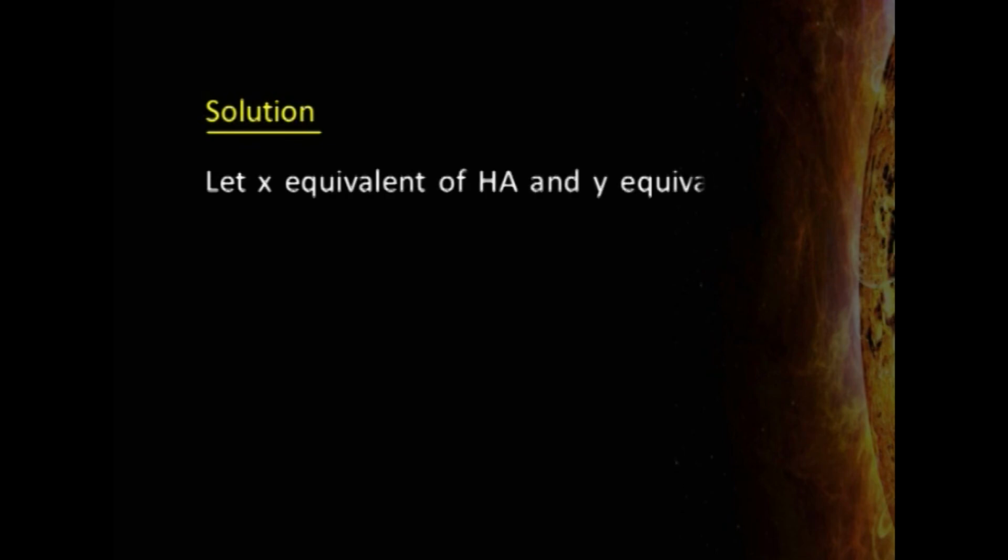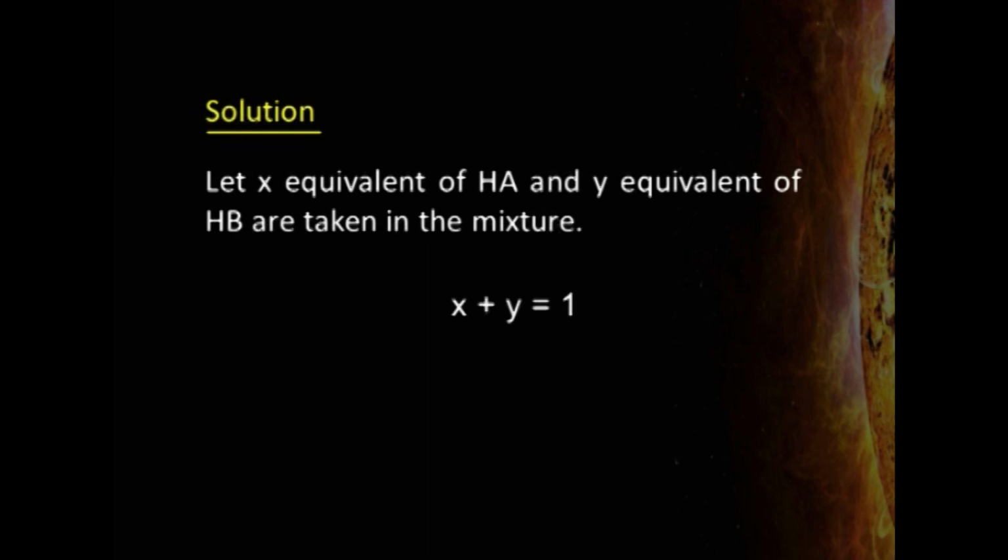Let X equivalents of Ha and Y equivalents of Hb be taken in the mixture. Then X plus Y will be equal to 1, because the mixture is taken as equal to 1 equivalent. Hence, X into 13.7 plus Y into 12.7 will be equal to 13.5. Now solving equations 1 and 2, we get X equal to 0.8 and Y equal to 0.2. Therefore, X is to Y equal to 4 is to 1.